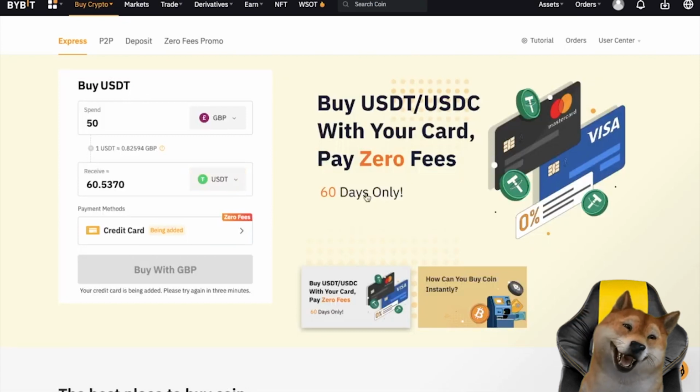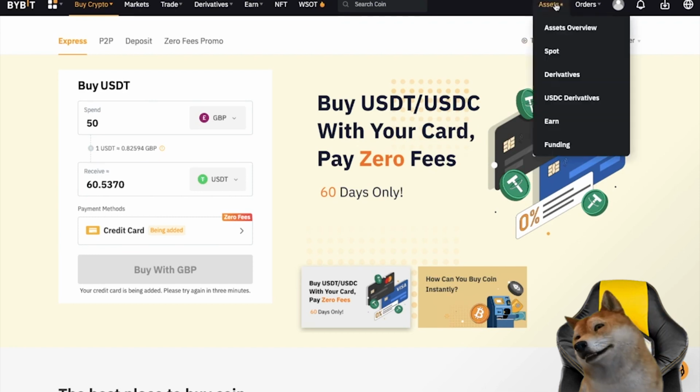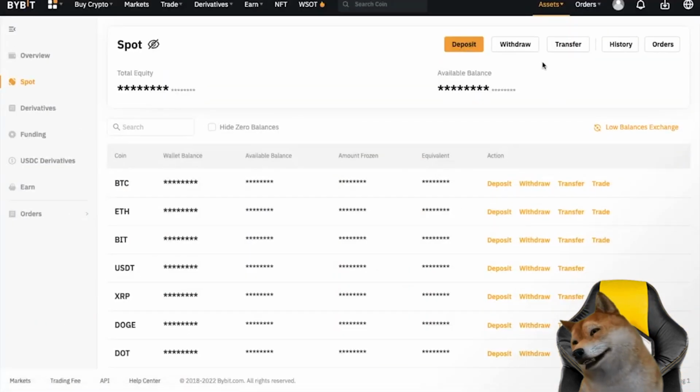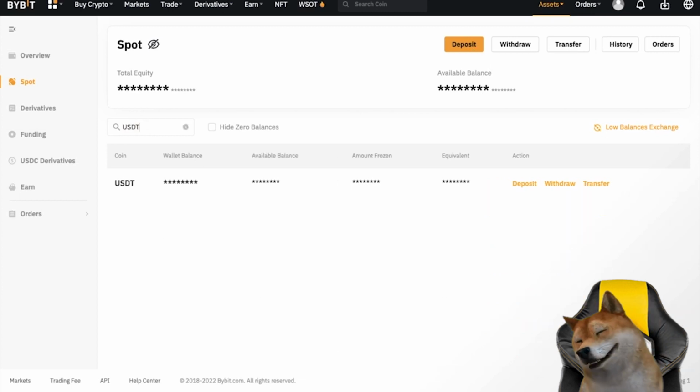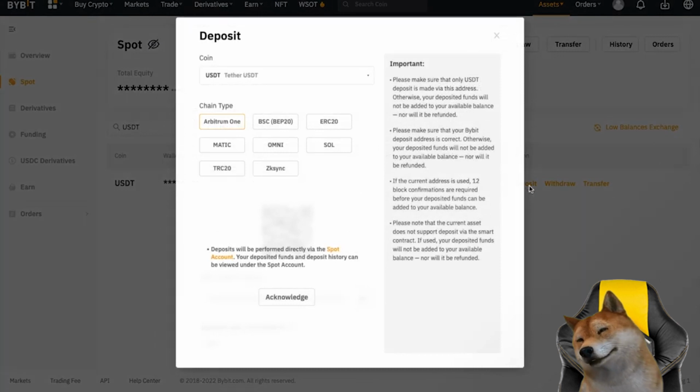So let's head back to the deposit screen now by heading to Assets and Spot. And then you can either choose Deposit from the top of the screen, or you can search for the crypto and then choose Deposit to the right of it. The coin will then be selected from the drop down, and you will then have a list of chains or networks. And it's really important that you select the correct chain type from the list of options here, because in the world of crypto, transactions are non-retractable. So it's essential to know which network you're sending your crypto from.